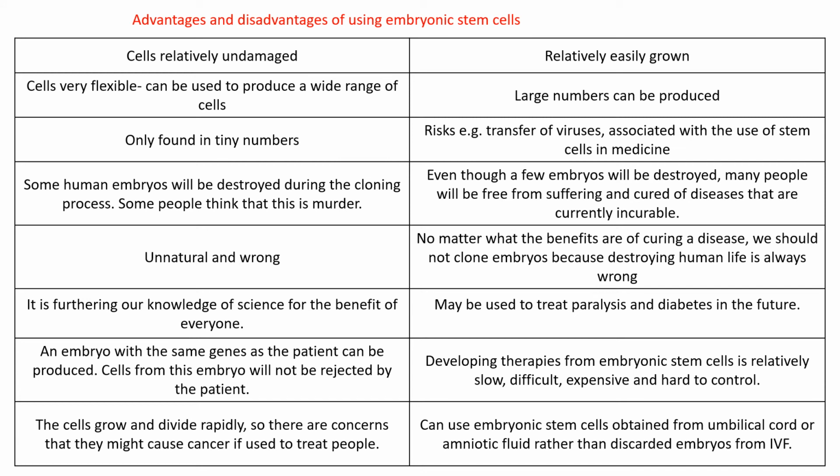What you've got now is a table showing you a whole list of advantages and disadvantages of using embryonic stem cells. What you have to do for each of the statements in a box is determine if you think it's an advantage or a disadvantage of using the stem cells. Pause the presentation, and when you're ready, restart and check your answers. Pause now.